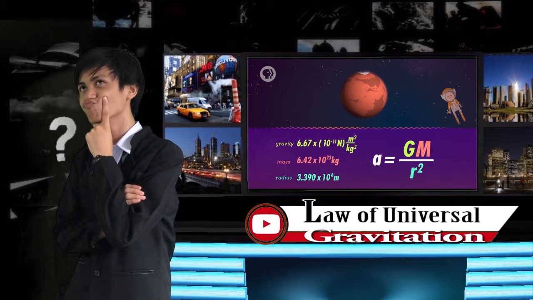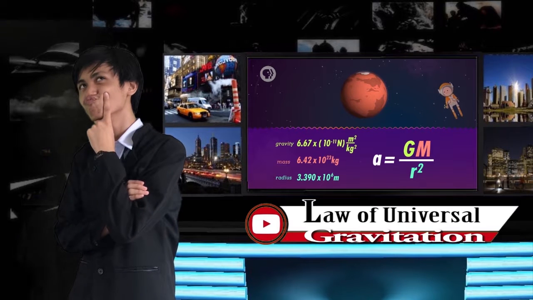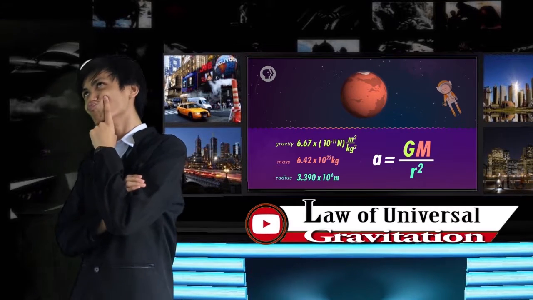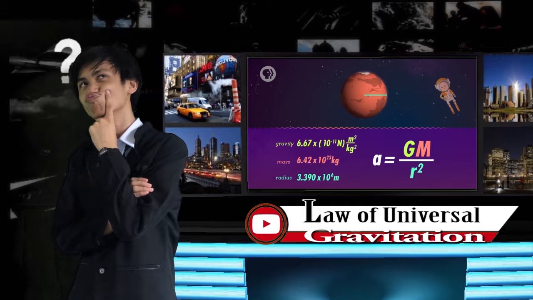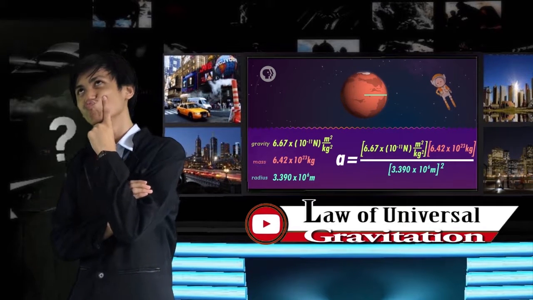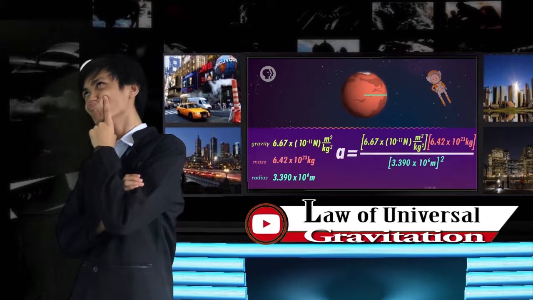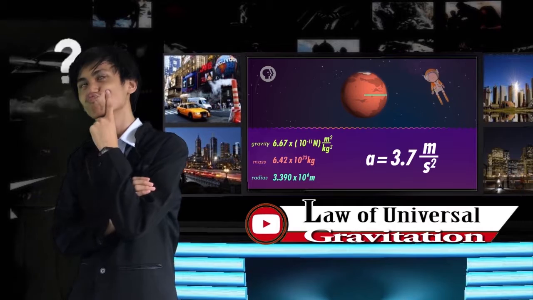Using Newton's law of universal gravitation, we know that the acceleration of stuff at Mars' surface would be equal to big G times the mass of Mars divided by Mars's radius squared. We also happen to know Mars's mass and radius already, which helps. So plugging in the numbers, we can calculate the gravitational acceleration at Mars's surface. It should be about 3.7 meters per second squared.